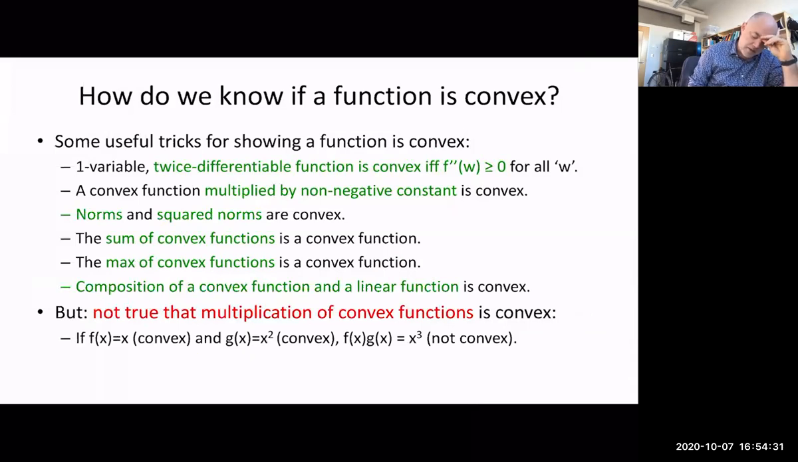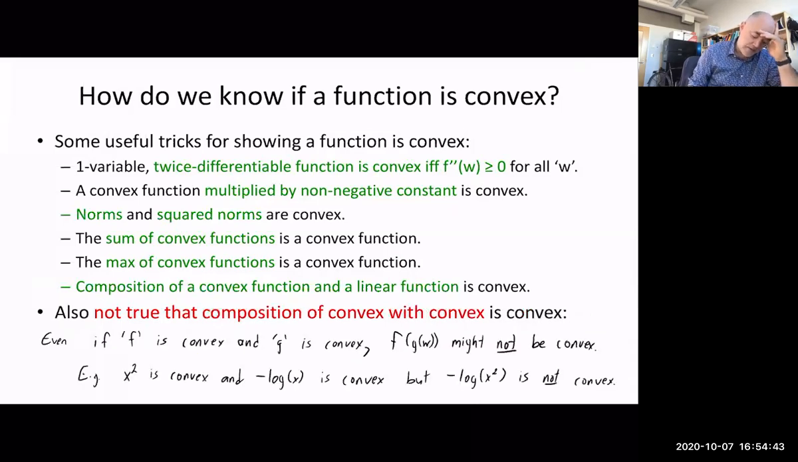It's not true that multiplication of convex functions is convex necessarily. So if f of x equals x and g of x equals x squared, if we multiply f of x times g of x, that's x cubed, that's not convex. And composition of convex with convex is not necessarily going to be a convex function, you have to decide that on a case-by-case basis. In other words, if f is convex and g is convex, then if you compose the functions by doing f of g of w, this might not be convex. So here's an example. x squared is convex and minus log x is convex, but minus log x squared is not convex, okay?